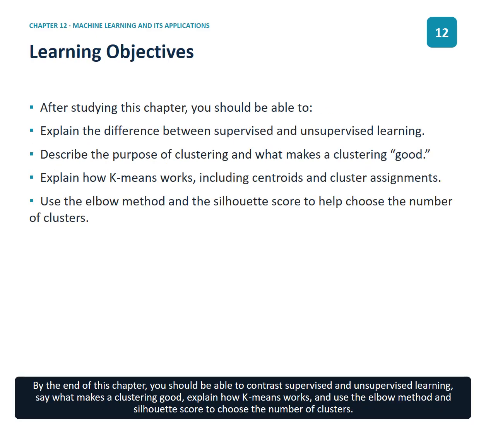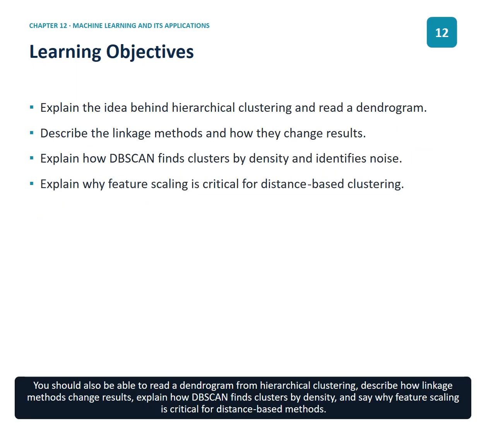discovery. By the end of this chapter, you should be able to contrast supervised and unsupervised learning, say what makes a clustering good, explain how k-means works, and use the elbow method and silhouette score to choose the number of clusters. You should also be able to read a dendrogram from hierarchical clustering, describe how linkage methods change results, explain how DBSCAN finds clusters by density, and say why feature scaling is critical for distance-based methods.